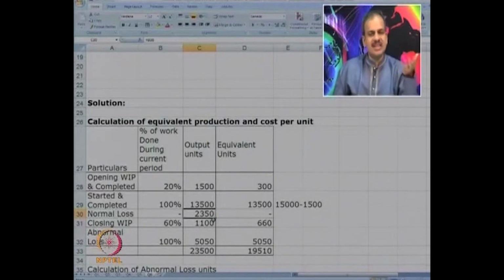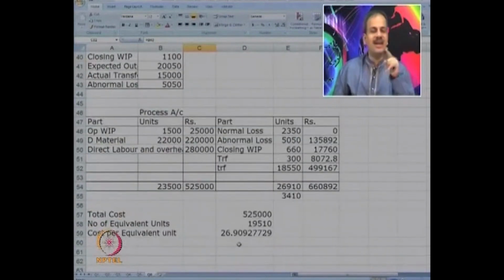Now normal loss is anyway lost, so there is no need to account. Closing WIP comes to 1100 as was given, and abnormal loss we have already calculated. Now you will see the rate has changed. Are you getting me? I was just seeing whether you are able to locate the difference. I hope now things are clear.